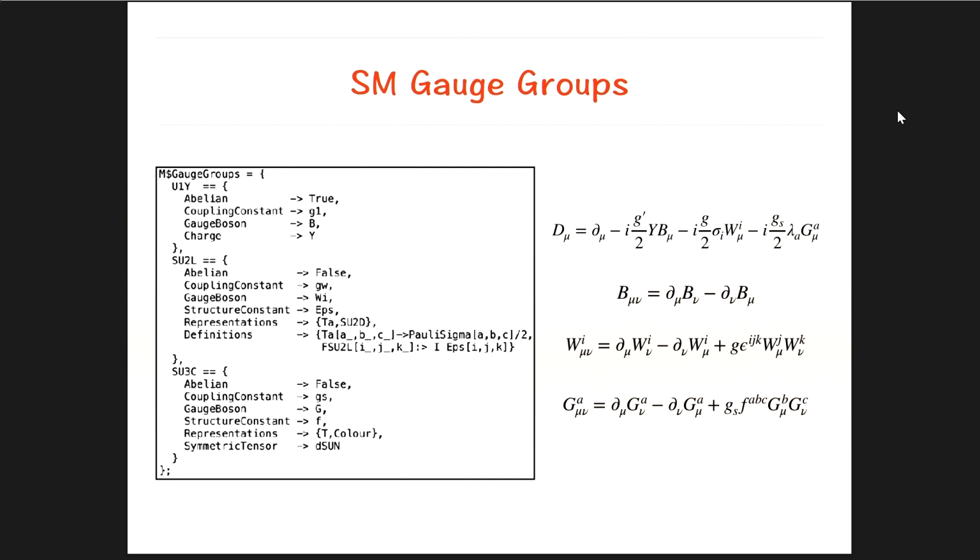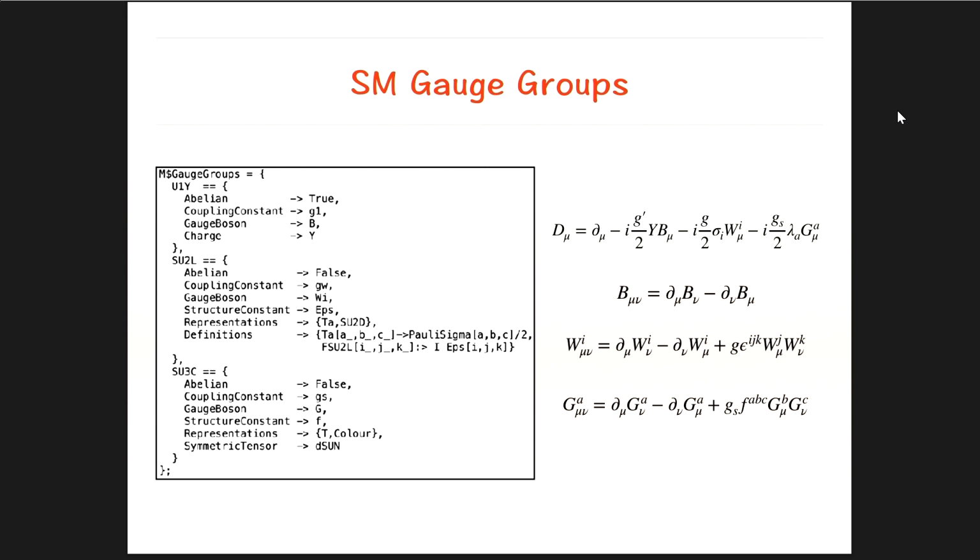Now, we all know the field strength tensors in the standard model: B mu nu is del mu B nu minus del nu B mu. W mu nu is the SU2 field strength tensor, which has an additional index I, and it has an additional term because of the non-abelian gauge group. This is for the SU3, the gluon field, and once again these are the structure constants associated with SU2 and SU3.